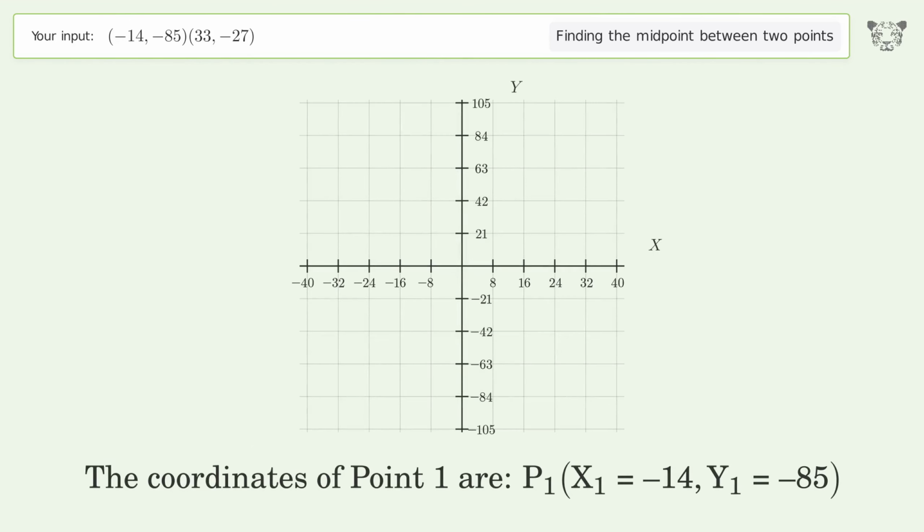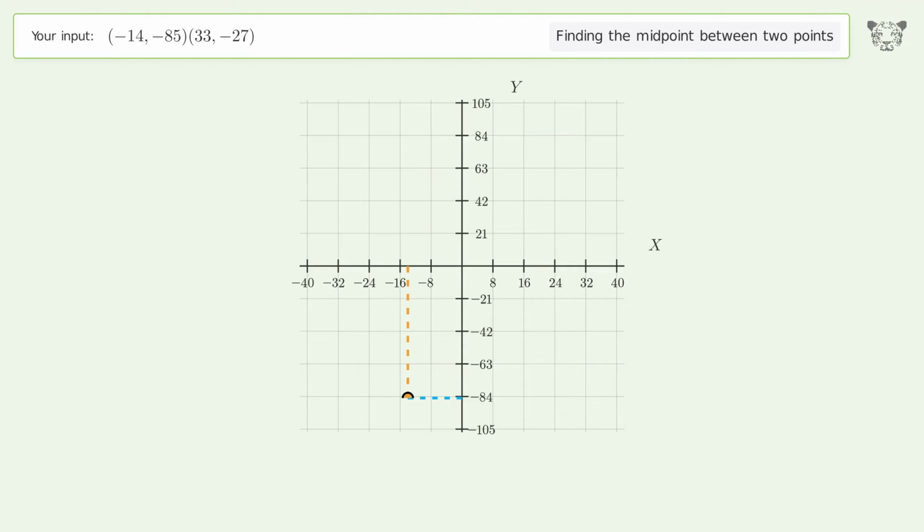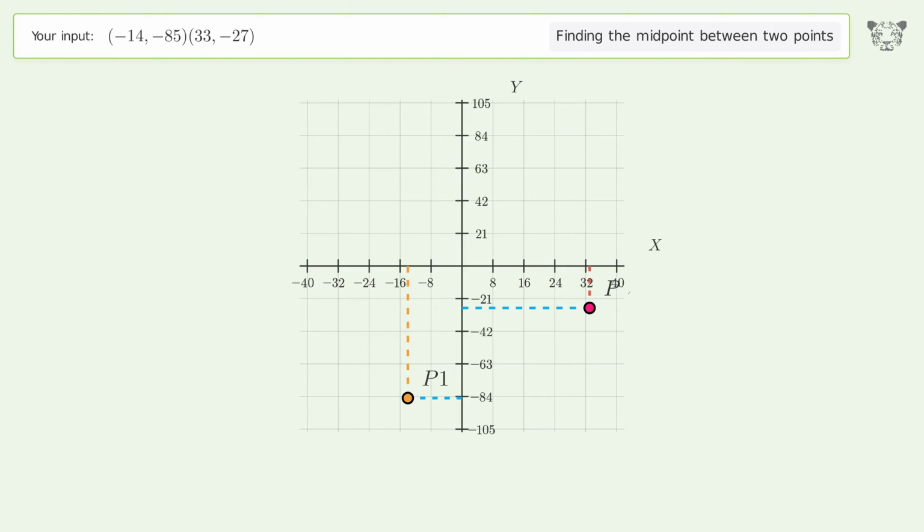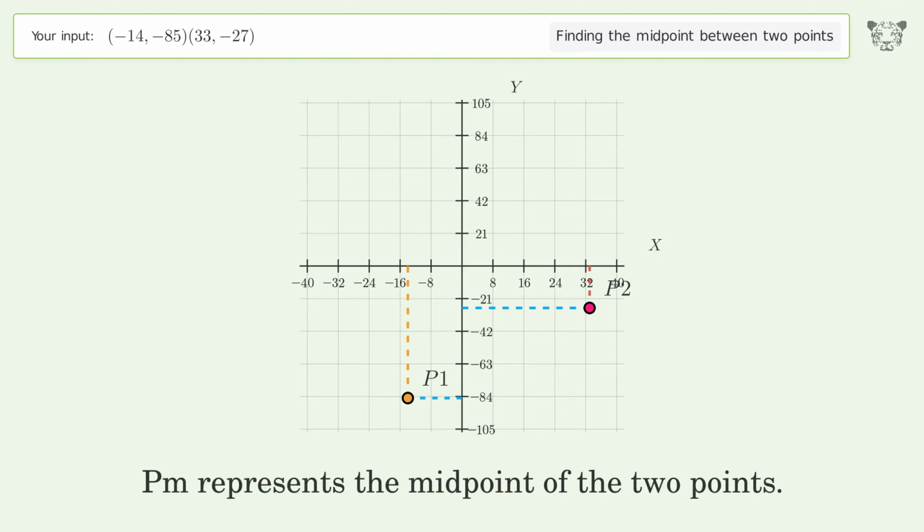The coordinates of point 1 are, x1 equals -14, y1 equals -85. The coordinates of point 2 are, x2 equals 33, y2 equals -27. PM represents the midpoint of the 2 points.